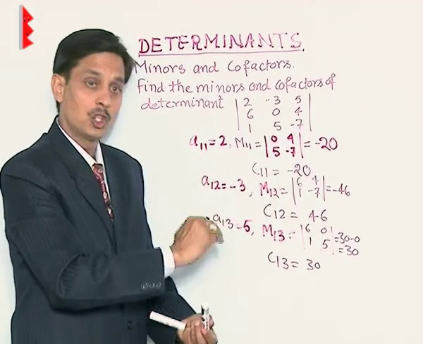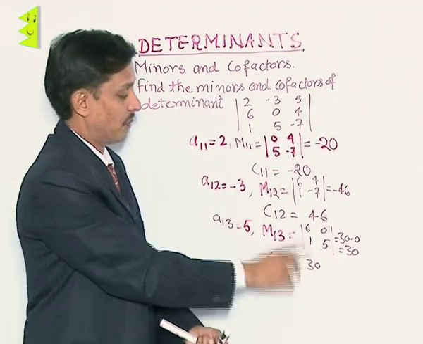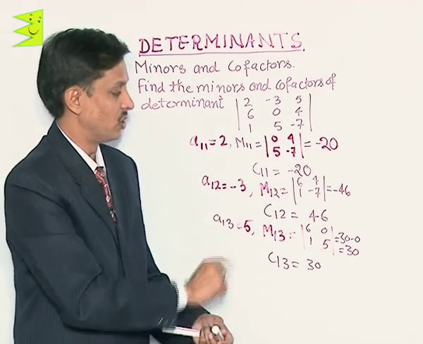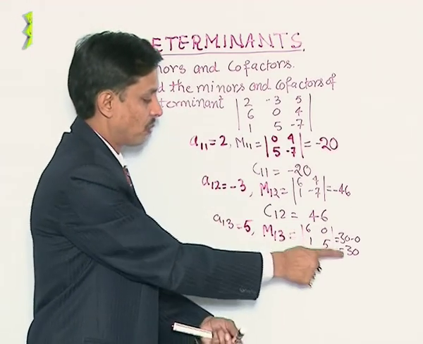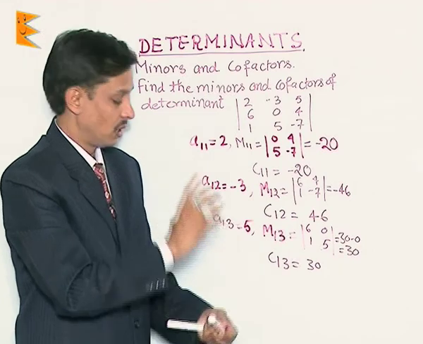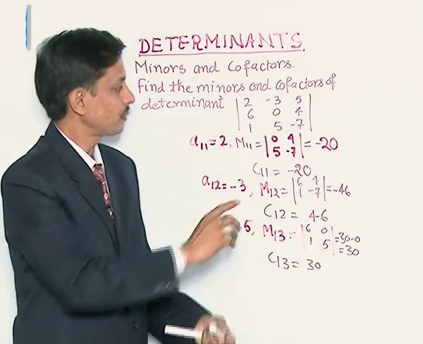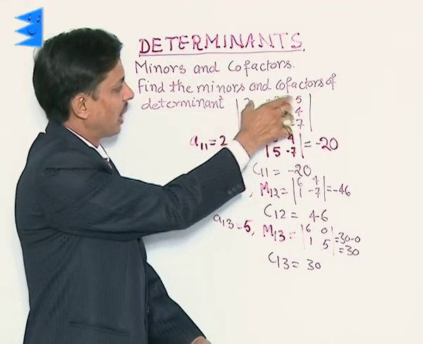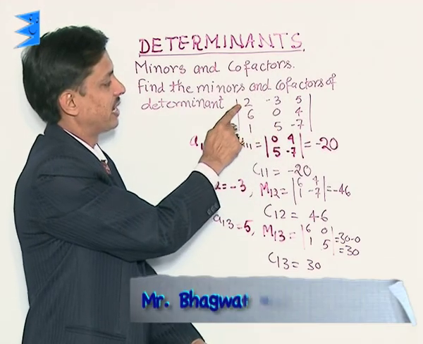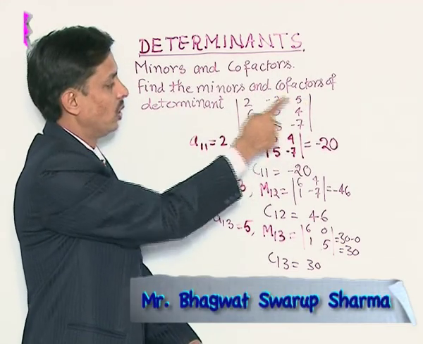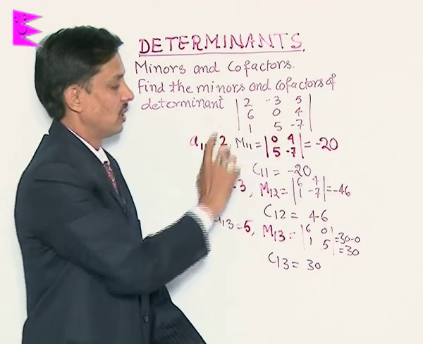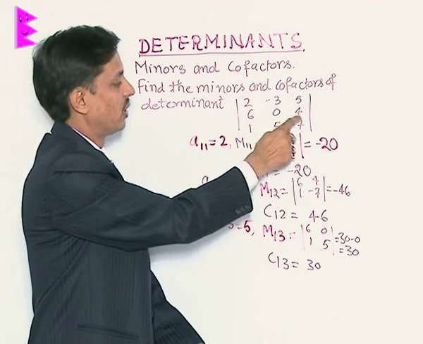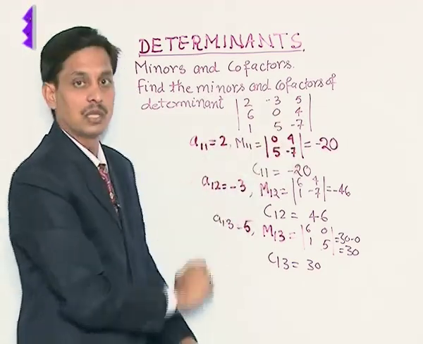The sum of the position of row and column is an even number. So the sign of the minor will not change. The cofactor will remain the same. As I told you to calculate the minors and cofactors, I explained in the first row; in the same way you can calculate the minors and cofactors of the second row and the minors and cofactors of the third row.